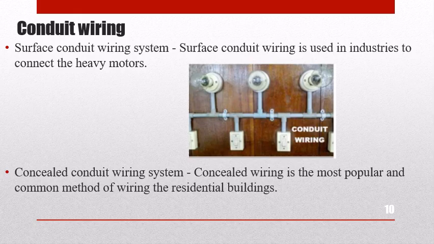So next, conduit wirings. Surface conduit wiring systems are used in industries in order to connect heavy motors. This is an example of it. Then concealed conduit wiring systems. Concealed conduit wiring is the most popular and most common method of wiring in residential buildings also.